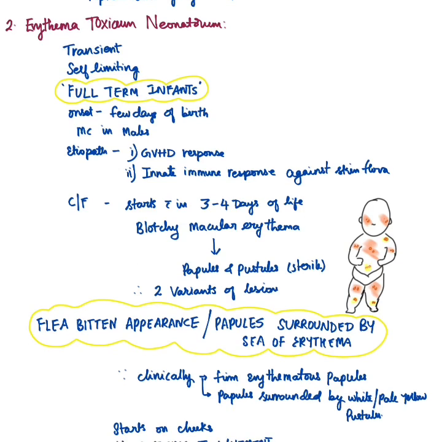Next condition is erythema toxicum neonatorum. So this is a transient, benign, idiopathic, self-limiting condition that is seen in full-term infants. The onset is within a few days of birth and most commonly is seen in males. Coming to etiopathogenesis, it was considered to be a GVHD response against the maternal lymphocytes, but since maternal cells were not seen, this theory is not accepted. Now it is considered to be an innate immune response against the skin flora that gain entry to hair follicles.